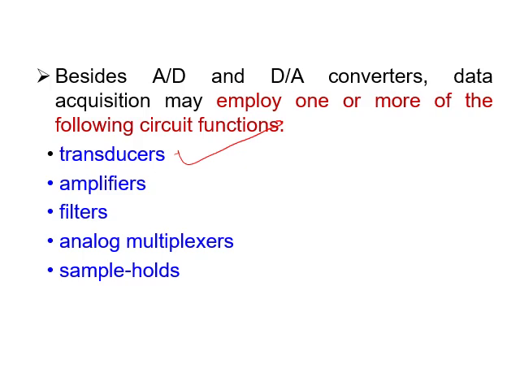So sometimes in my measurement, I need a transducer to convert the signal from its physical form to another physical form. Then I will use the sensor to convert it from the new physical form to electrical form. So a transducer is needed sometimes. An amplifier is also needed sometimes. A filter is needed. Analog multiplexer, sample and hold, or analog to digital converter parts.